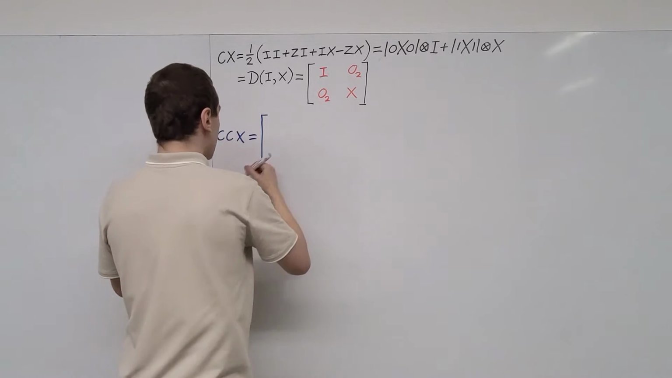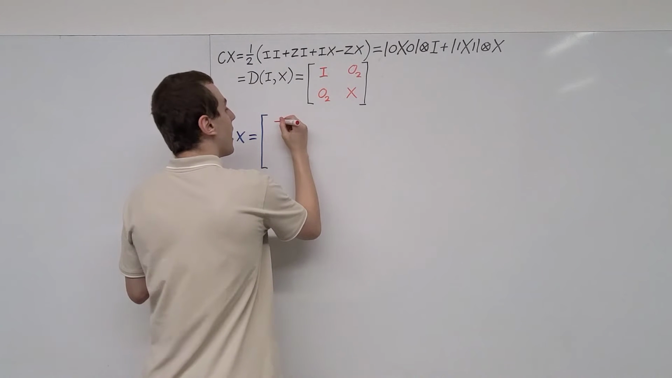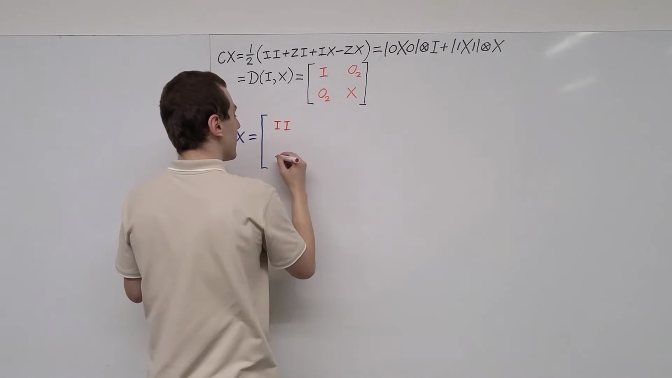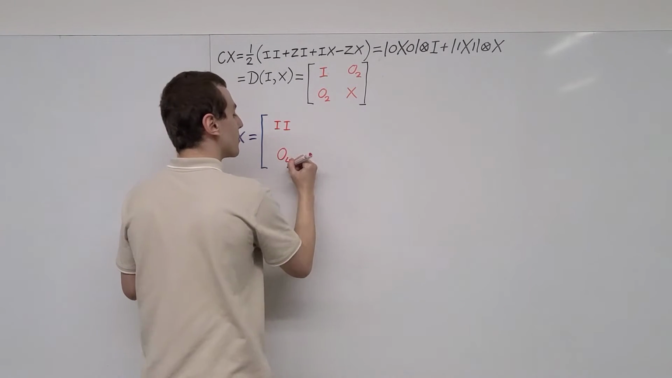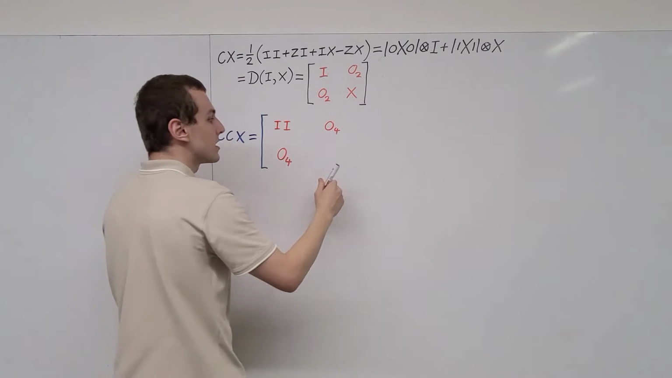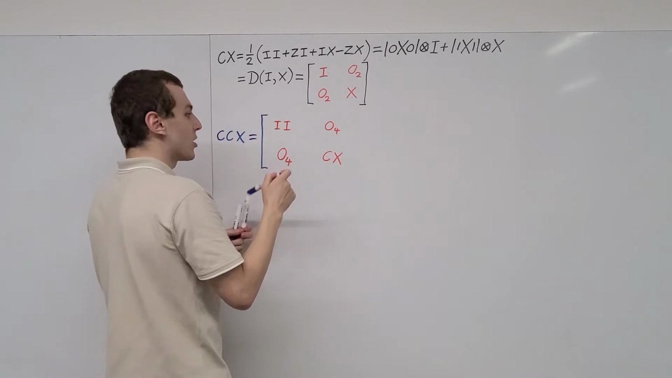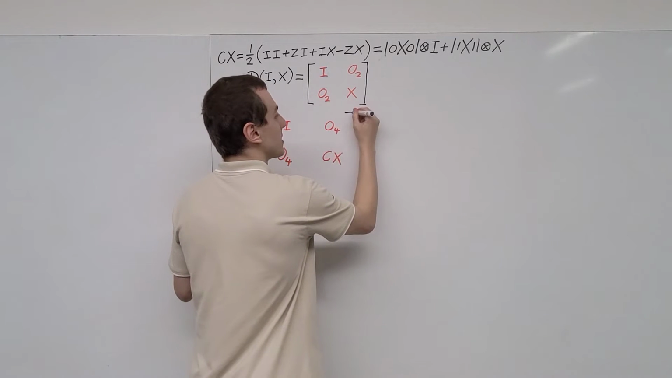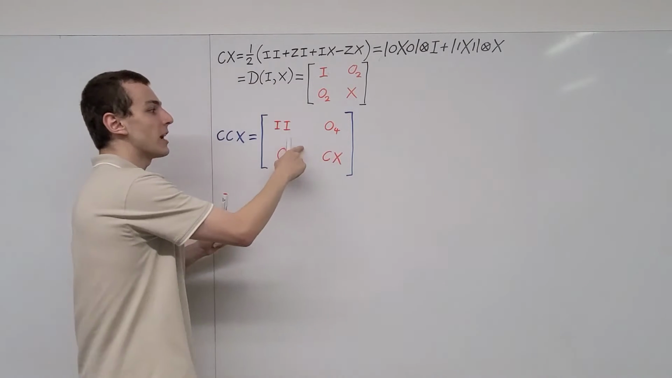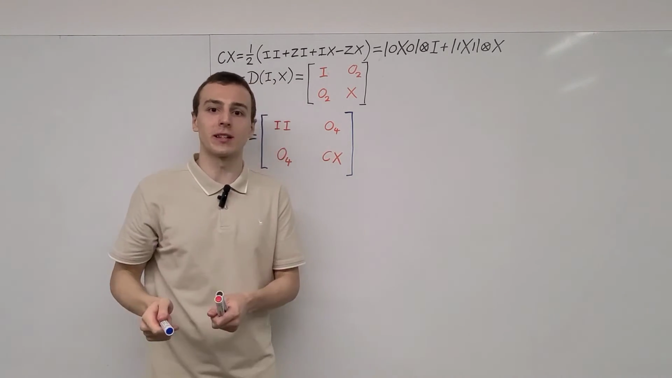We can express the Toffoli gate as a matrix that has entries that are slightly different to this. We're going to have II in the top left, then 0 with a subscript 4, and another 0 with a subscript 4. And then in the bottom right, we're going to have CX. So these are the quadrants in this matrix. This matrix is no longer a 4x4 matrix. Instead, it is an 8x8 matrix.